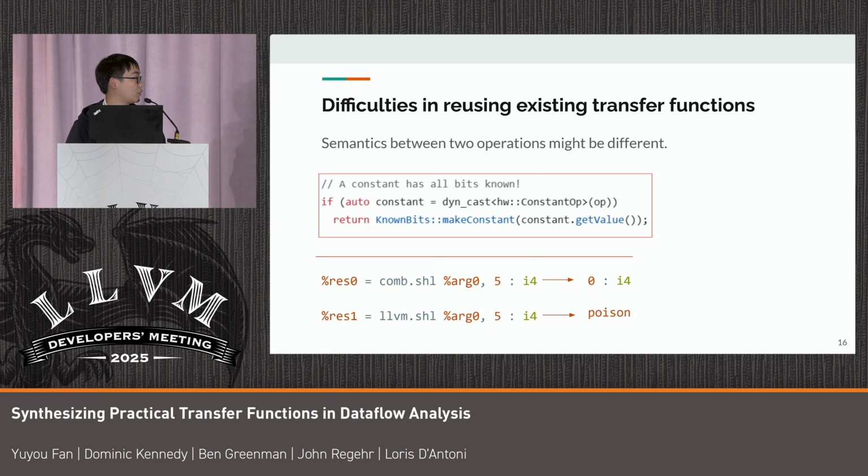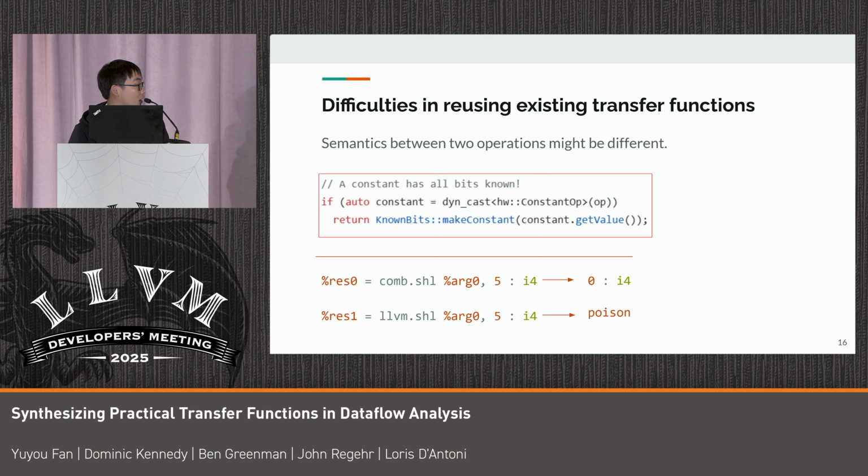So first I'll tell you, yes, they did. The example at the top is a known-bits transfer function used in CompCert. If the incoming operation is a constant operation, CompCert directly reuses the LLVM known-bits structure. They make a constant function in known-bits and directly return the result. And the key question is, semantics might be different between the two operations.